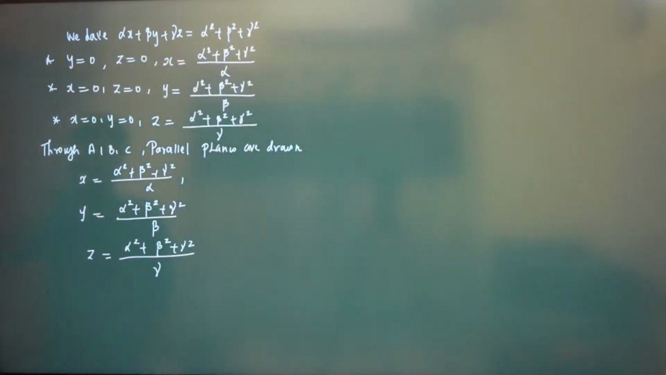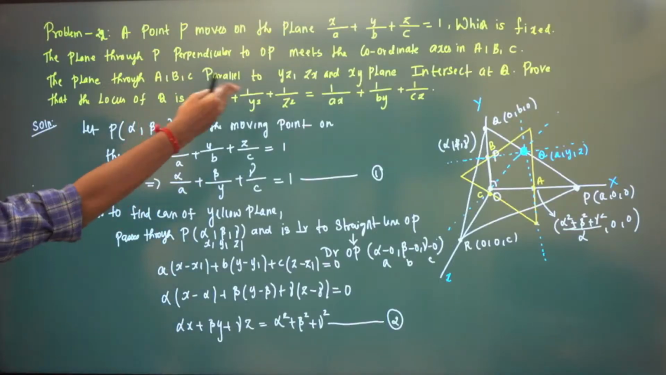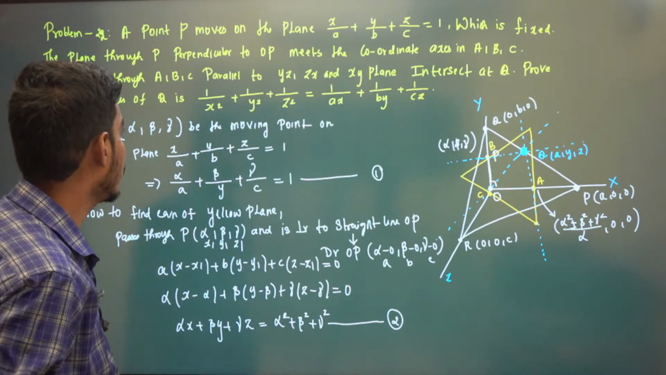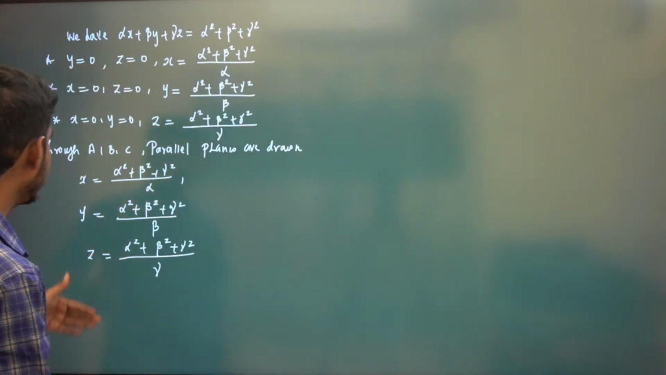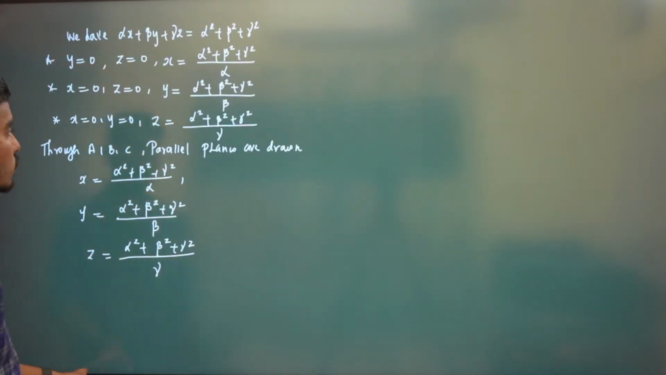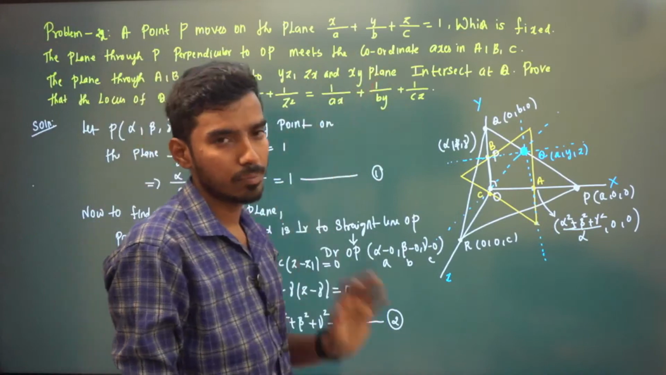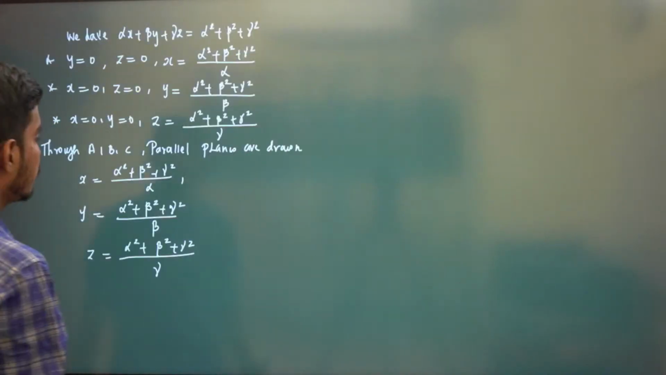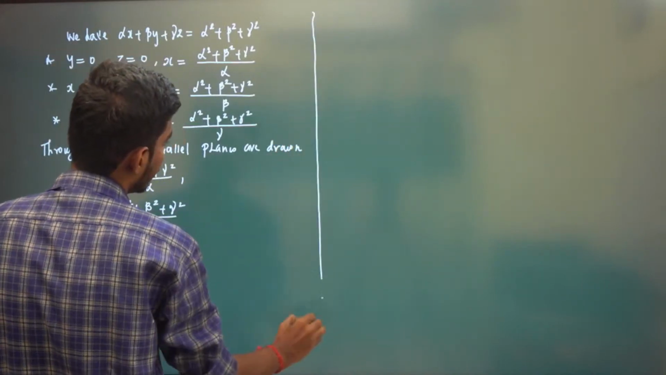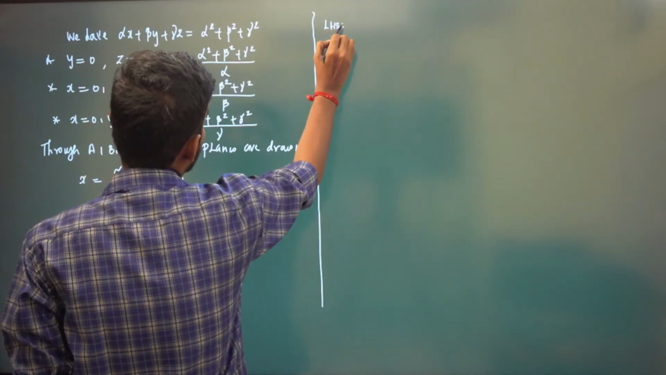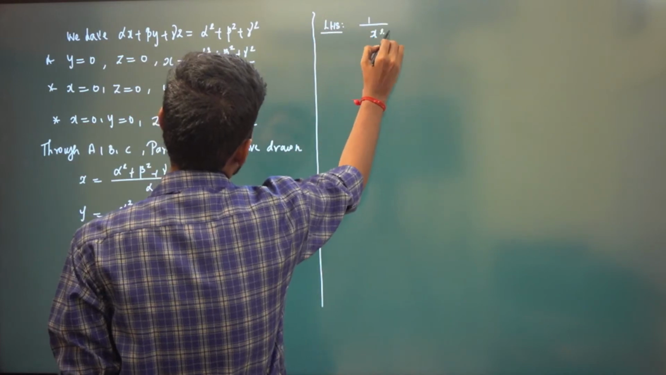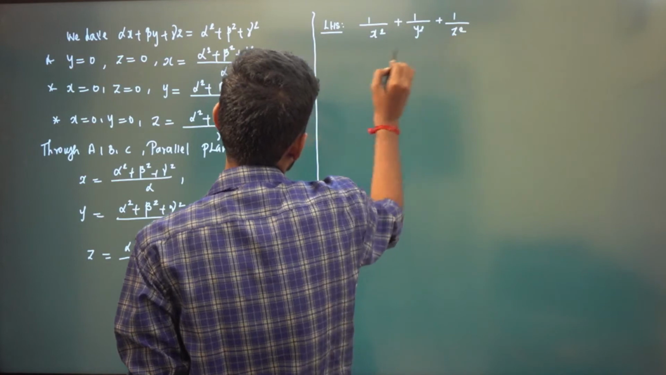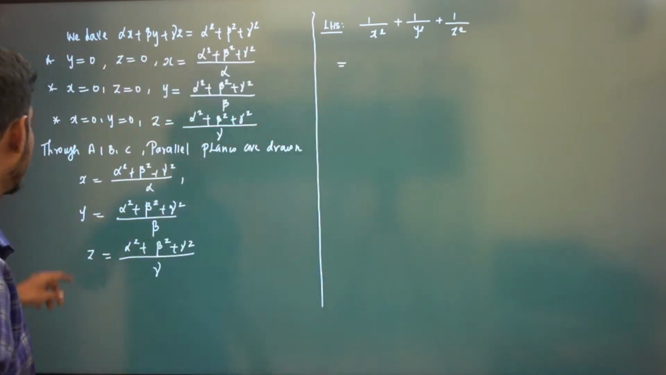Now we have to prove these two are equal, right? These two are equal, so we will prove this. So 1 by x square plus 1 by y square plus 1 by z square. So we know x, y, z, right? So first we will find this separately, we will find this separately, and then we will show both are equal. So first let us take the LHS part. First we will find the value of LHS. So it is 1 by x square plus 1 by y square plus 1 by z square. So 1 by x square. So x is this.